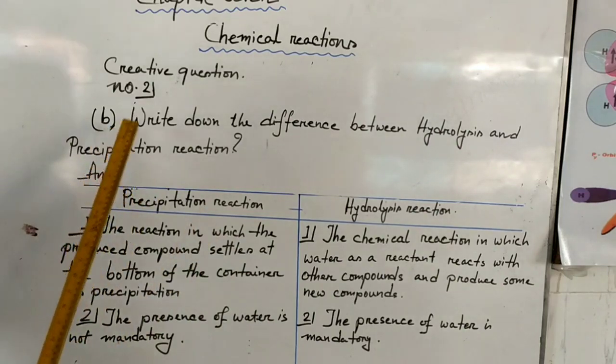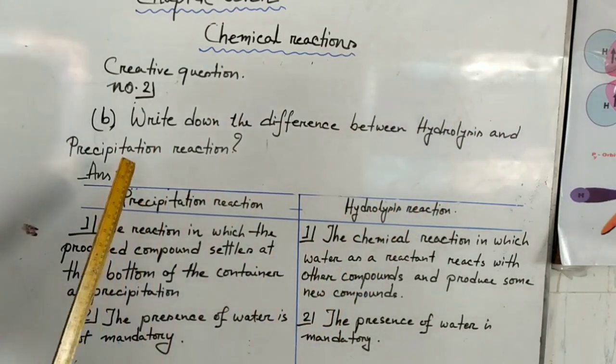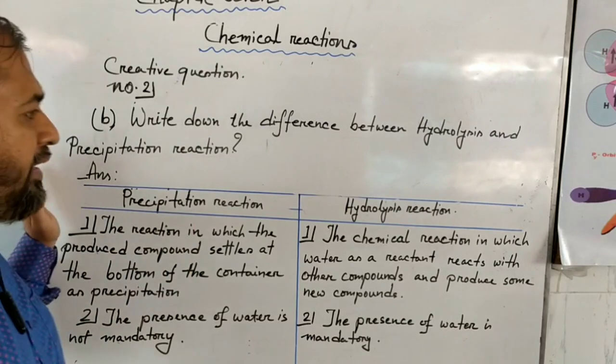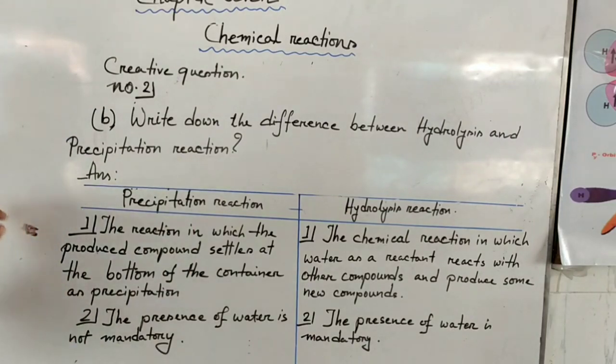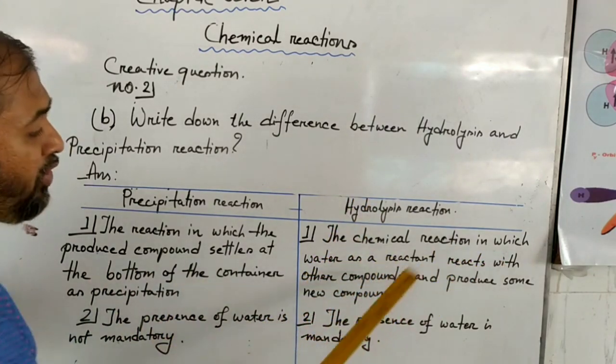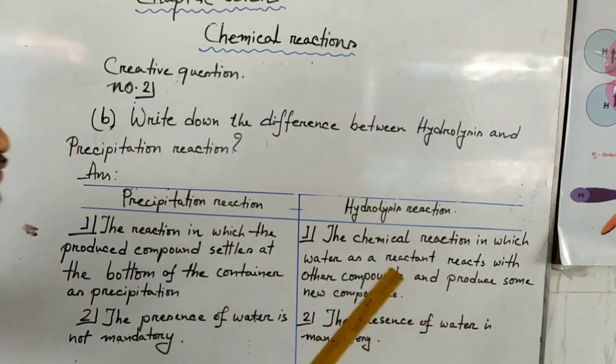Question number 2B. Write down the difference between hydrolysis and precipitation reaction. Now, I am going to write down the hydrolysis and precipitation reaction below. The first one, precipitation reaction, you can see, and next one is hydrolysis reaction. Now, what is precipitation reaction? The reaction in which the produced compound settles at the bottom of the container as precipitate. And hydrolysis reaction, the chemical reaction in which water as a reactant reacts with other compounds and produces some new compounds.